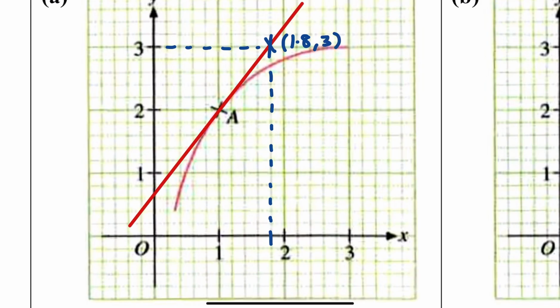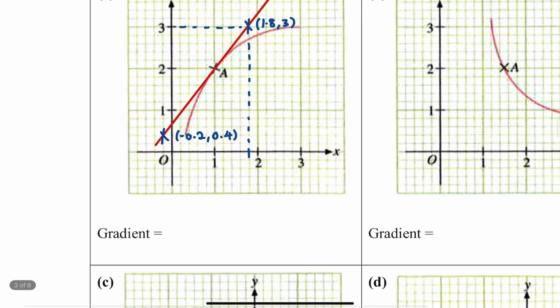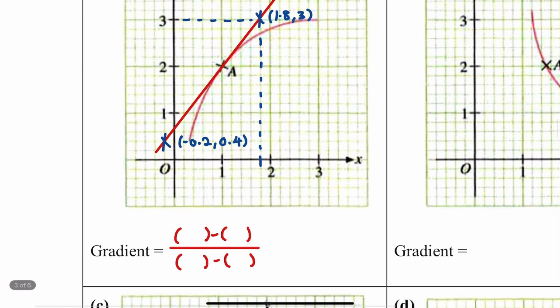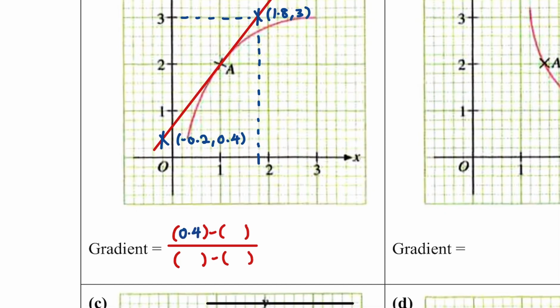Then I choose another point on this side part. Maybe I can choose this point here. This point I can read as negative 0.2, comma, 0.4. So how to find gradient? You should know the formula y2 minus y1 over x2 minus x1. Over here, y2 minus y1, I can take 0.4 minus 3. Then x2 minus x1, negative 0.2 minus 1.8.